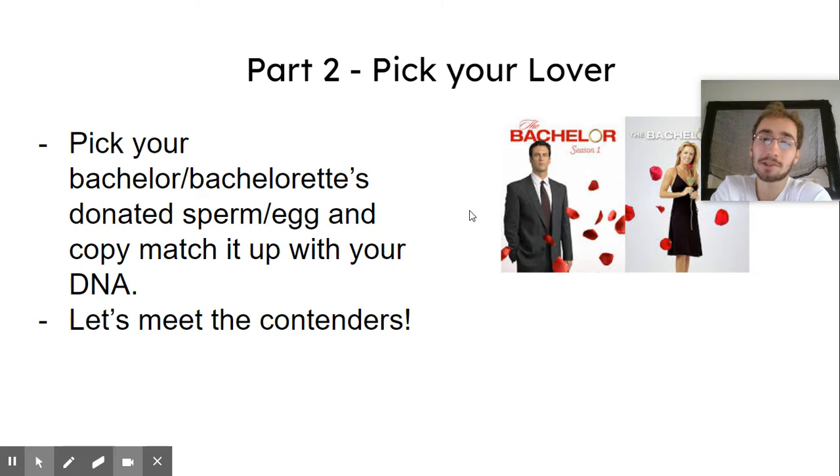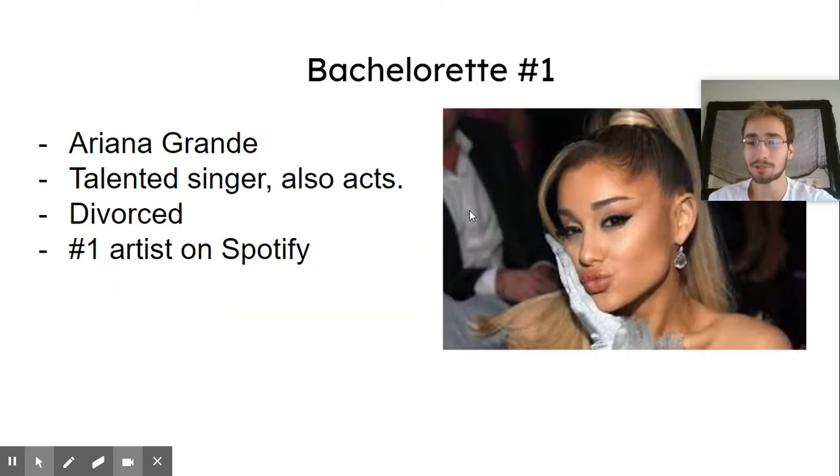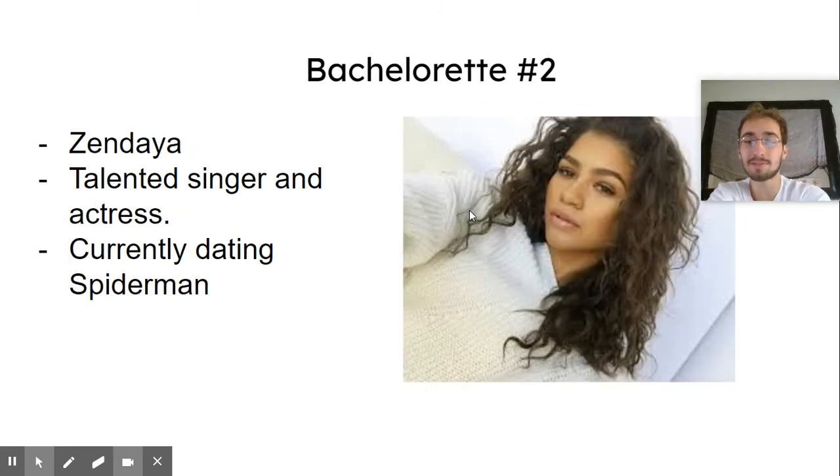Here is part 2. You're going to pick your bachelor or bachelorette of choice and then match it up with your own DNA to see what your baby will look like. Now let's meet the contenders. Bachelorette number 1, we have Ariana Grande. Talented singer, also acts. She is divorced 1 time, and she's the number 1 artist on Spotify. That's Bachelorette number 1. Number 2, we have Zendaya.